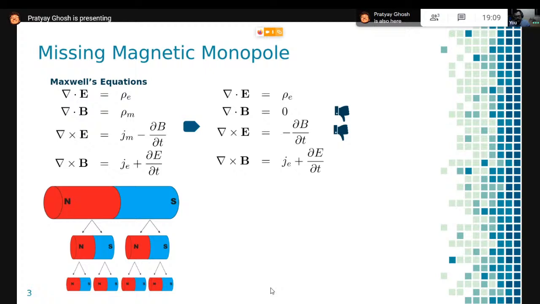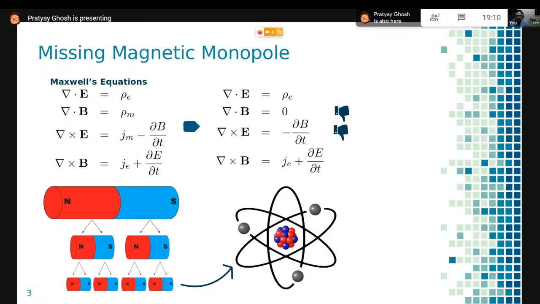reach your atom. Now when you look at it, you see that the magnetism is coming from the electrons themselves, and the electrons have a spin, and this spin somewhat behaves like a magnet. So your spin always behaves like a dipole. It has a North Pole and a South Pole.